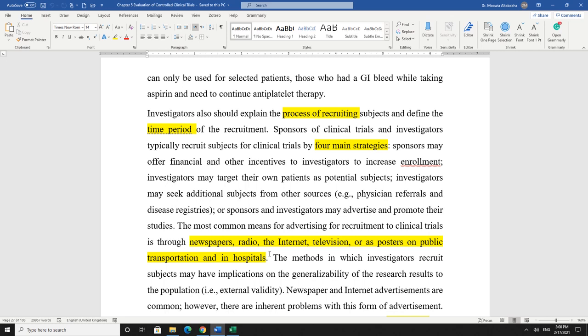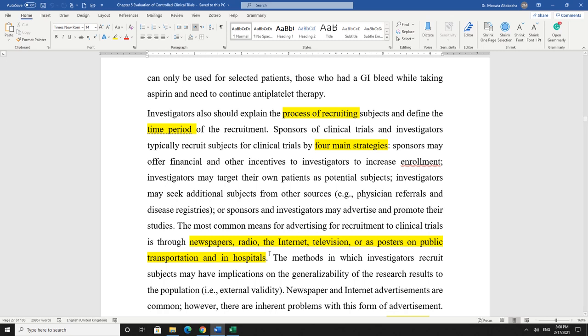So those sponsors, those investigators, what they will do to increase enrollment is target their own patients. For example, a cardiologist will start asking his patients who have hypertension that there is a clinical trial, a new drug, and it's promising, why don't you get enrolled? Or they will ask other physicians to refer their patients to the clinical trial, okay?